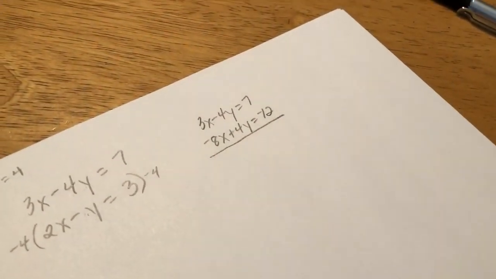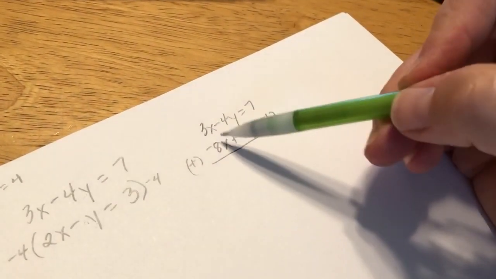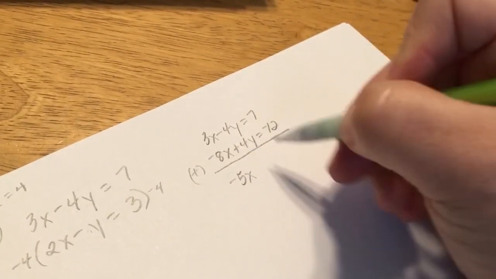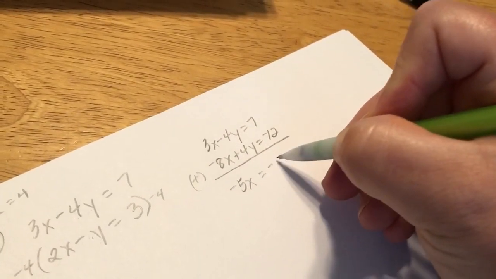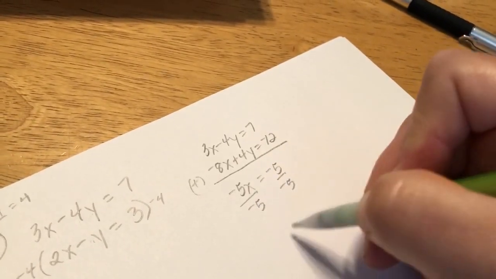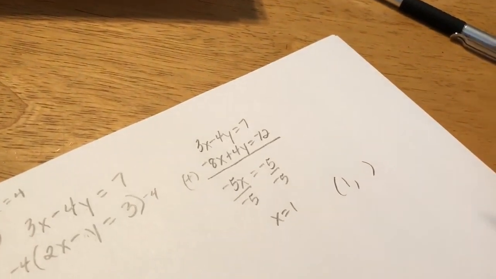Now we can add these two equations together. So 3x plus -8x is -5x. The y's cancel, equals -5. Divide by -5 and x equals 1. So from there, it's all the same.